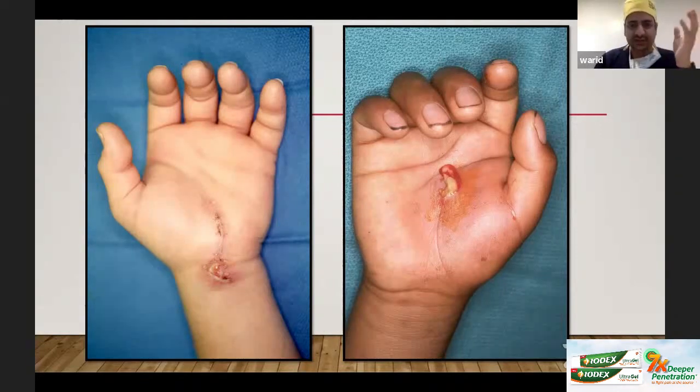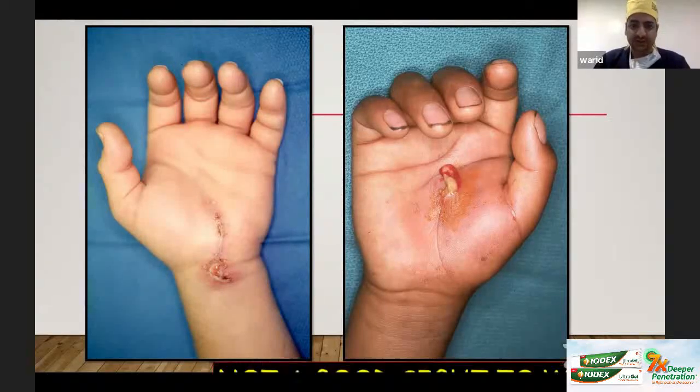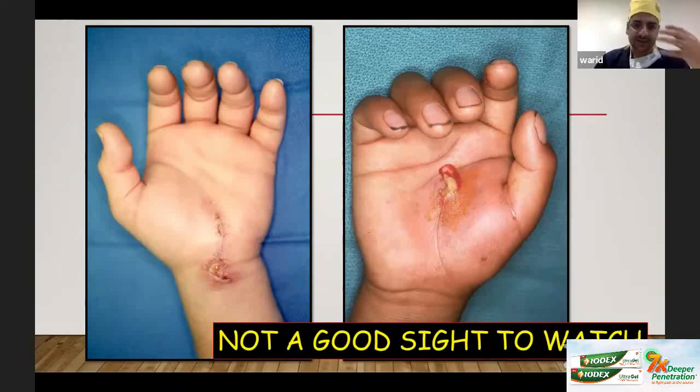Why I have put this as a first slide is that there can be problems. There are associated infections. There are complications related to this surgery. So we should not take it lightly as orthopedic surgeons, thinking it is a small procedure, let's just do it. We have to consider this a surgery as important as all other surgeries, and take all the precautions while doing it and not create complications. This is definitely not a good sight to watch.